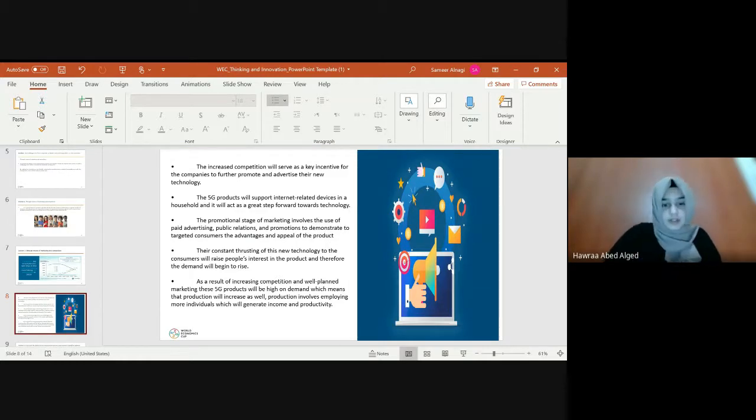Now, the constant thrusting of this new technology onto consumers will raise people's interest in the product. Therefore, the demand will increase as well. As a result of the increase in competition and the well-planned marketing, these 5G products will be high in demand, which means the production will increase as well. Production involves employing more individuals, which will generate income and productivity. Ultimately, this will have a positive effect on the economy, and GDP will grow.